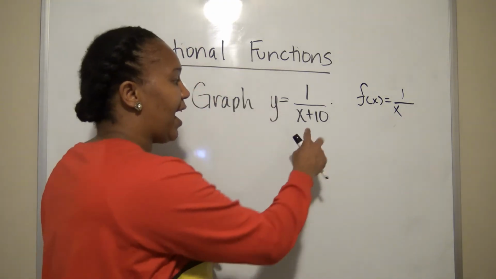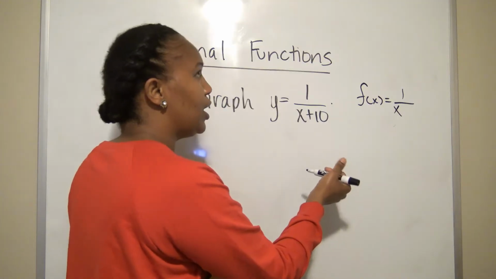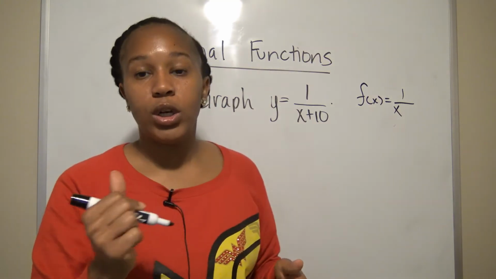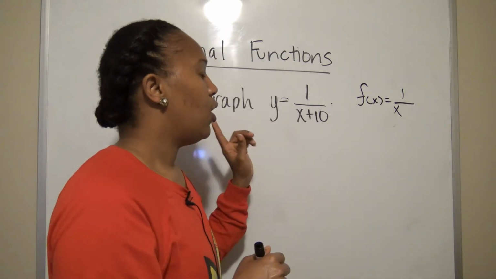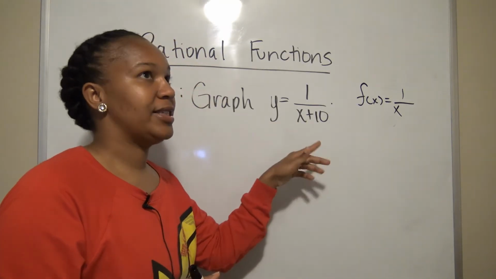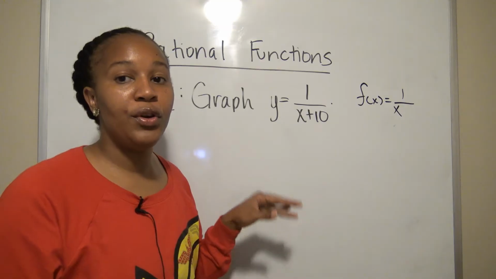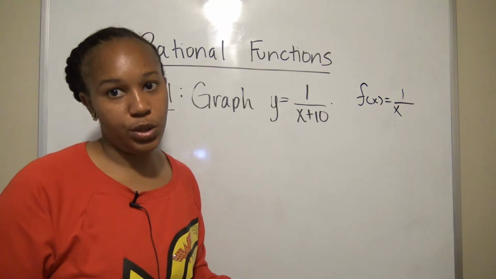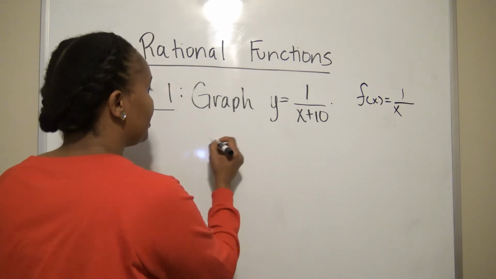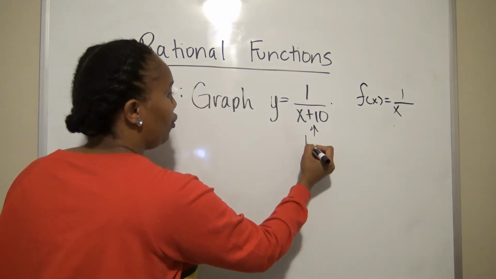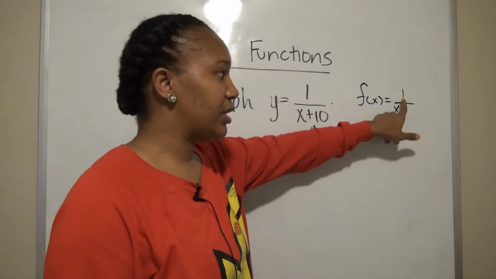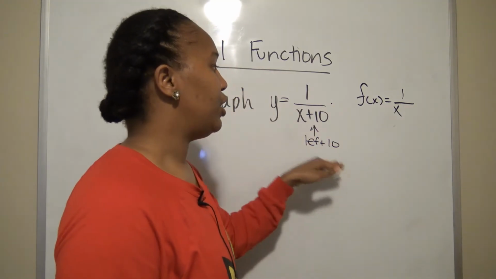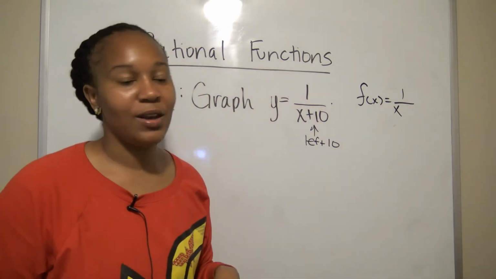So whenever you add a number with the x, you're going to move the graph horizontally. So you're going to move it either left or right. Okay. So whenever you add it with the x, since it's a horizontal move, you do the opposite of what you think you would do. So because it says plus 10, that means you're going to move this graph left 10 units. Alrighty, so you take the graph of 1 over x and you shift it to the left 10 units.